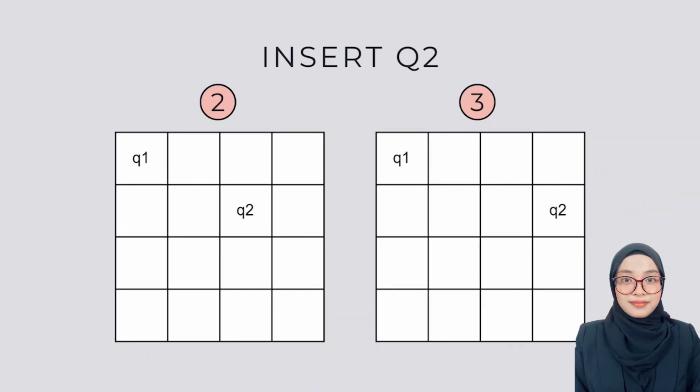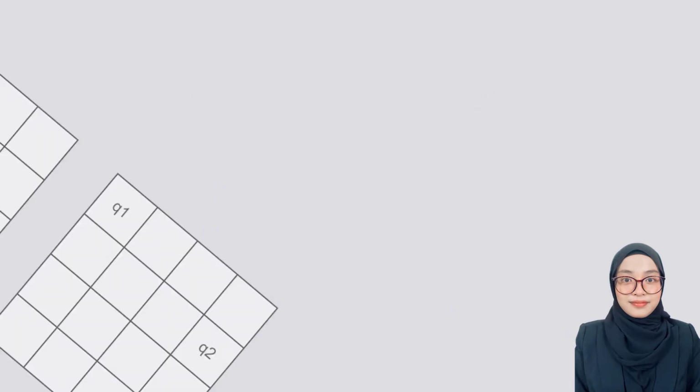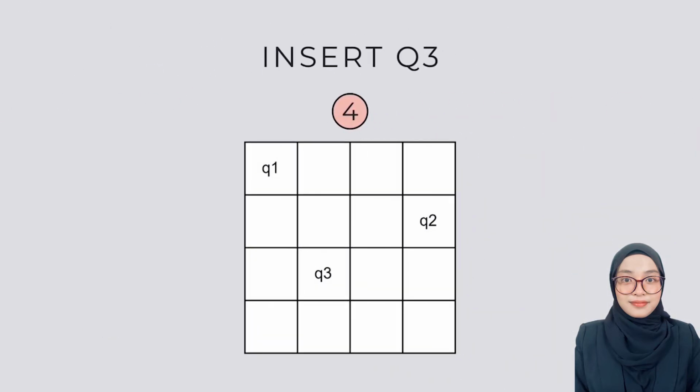And then we are going to insert Q2. Here we have two options in inserting Q2. First option is that we can insert Q2 at row 2, column 3, because it is not diagonal with Q1 or next to Q1 or under Q1. The second option is that we can insert Q2 at row 2, column 4, which is very far away from Q1. How about Q3?